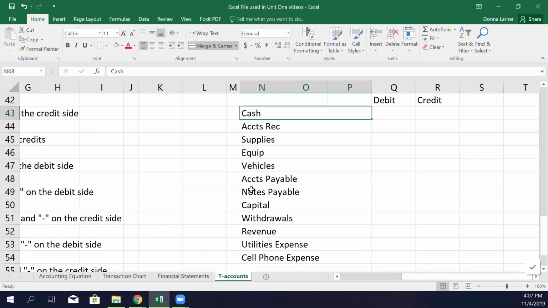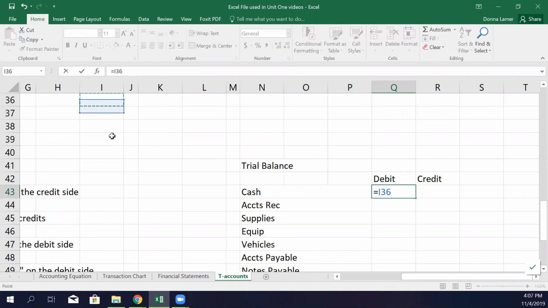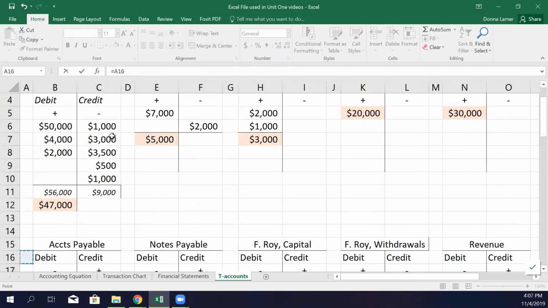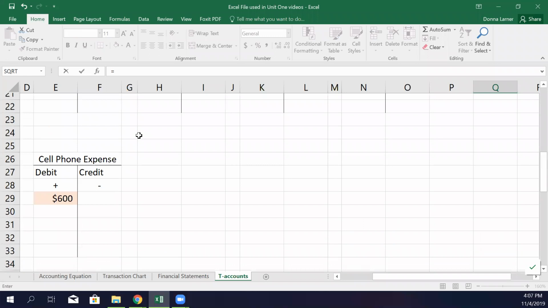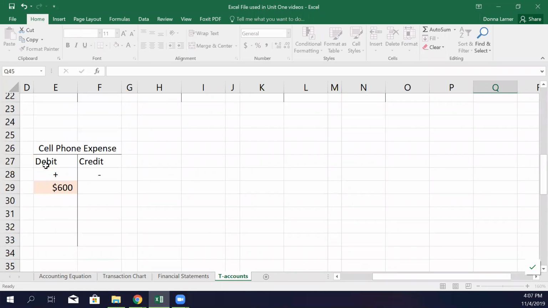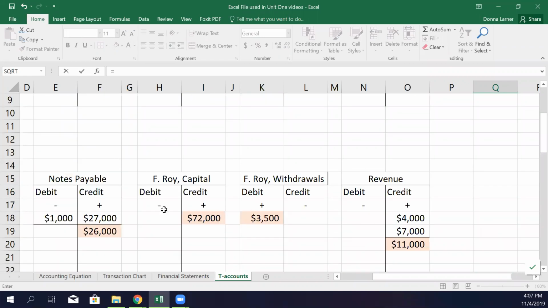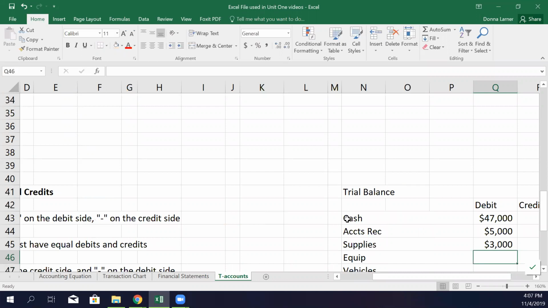And we're going to go up and get their balances. Cash, we remember it is a debit balance account. It's going to have a balance on the debit side. So I'm going to go up and go to that T account and get the balance. I want to grab the final balance, not any of the numbers in between. That's real important that we make sure we grab the right numbers. And I'm just kind of filling them in. Supplies is next. And supplies is a $3,000 balance.